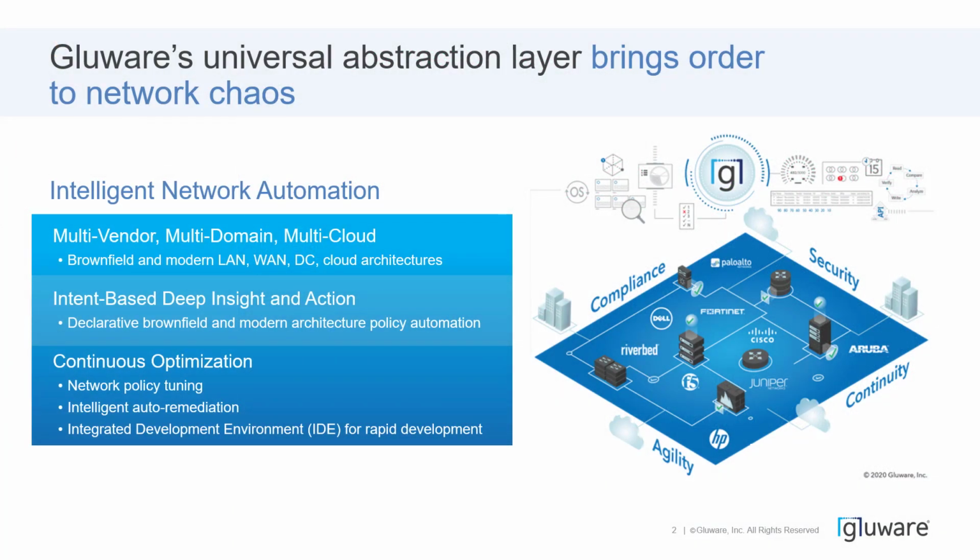So at a high level, what is Gluware? Gluware is an intelligent network automation solution. We are a pure software layer. That's the intention, to bring software control to your multi-vendor, multi-domain network.